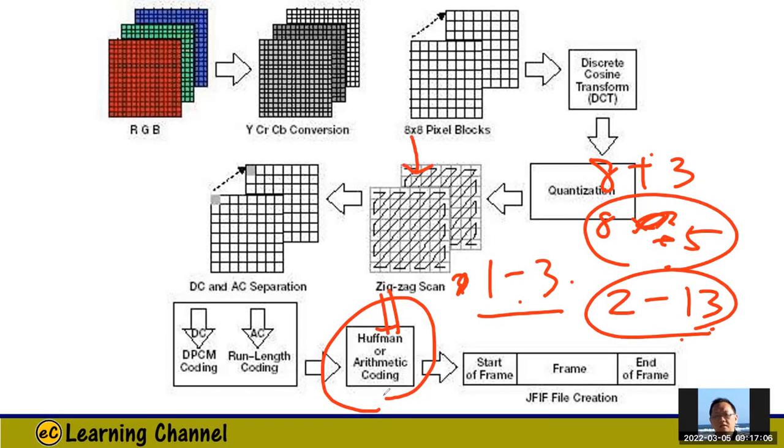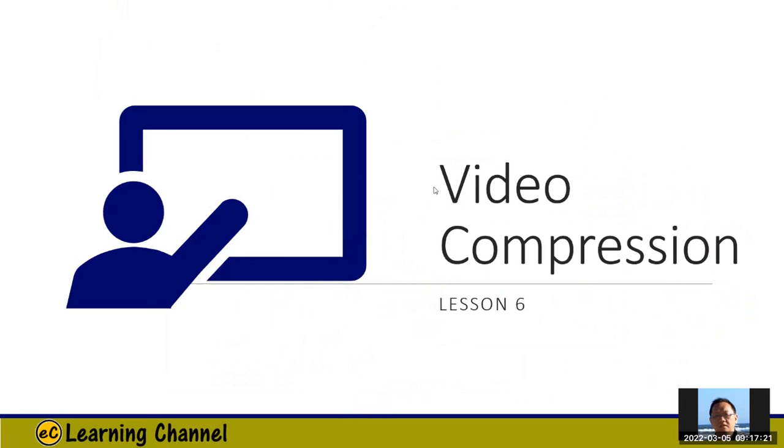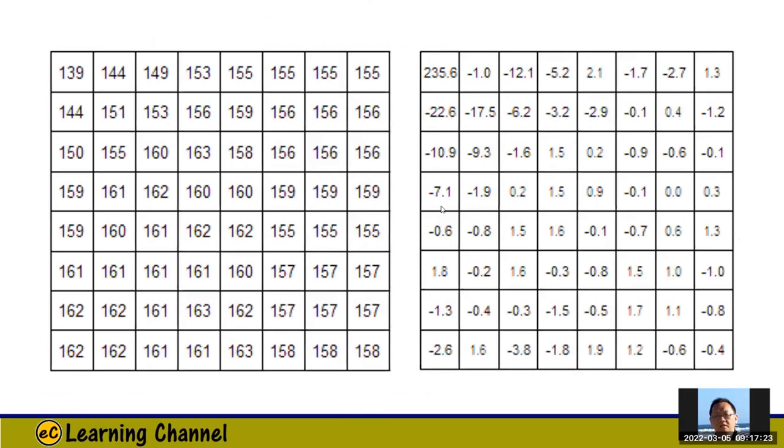From the DCT, there's a compression ratio of about 8. From Huffman encoding, that's maybe 1 to 3, sometimes maybe up to 5. So that's the different compression stages. Anyway, that's how JPEG compression is done.